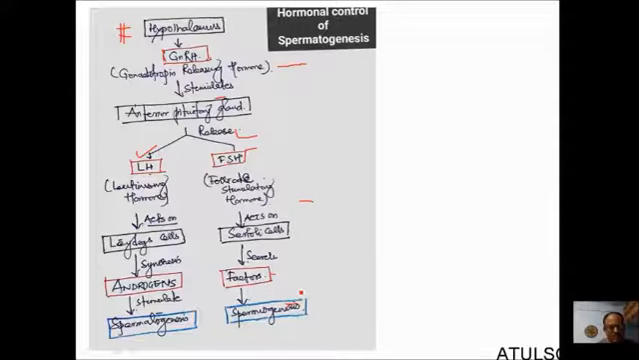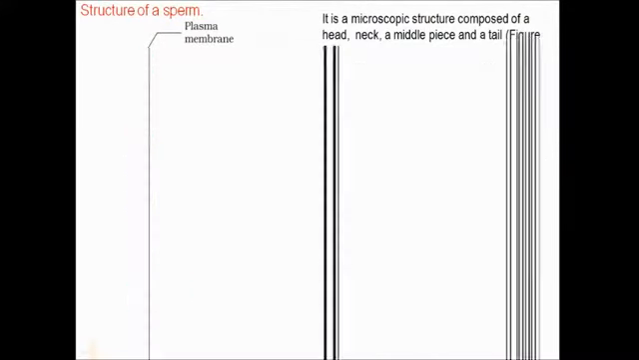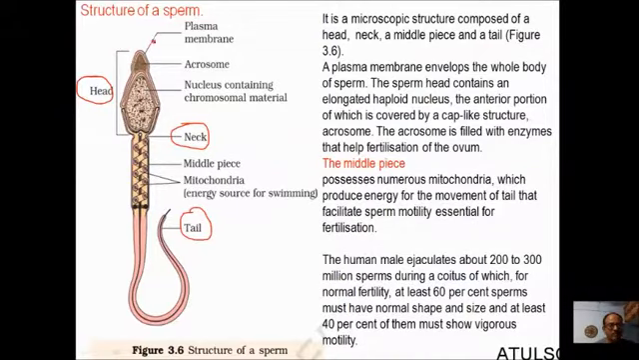Okay. So these are the hormones that are involved in the process of spermatogenesis. The final product of spermatogenesis is a sperm. You can see the sperm has three different parts: the head, the neck, and the tail. The head is a complete cell, but this is a differentiated form of a cell.